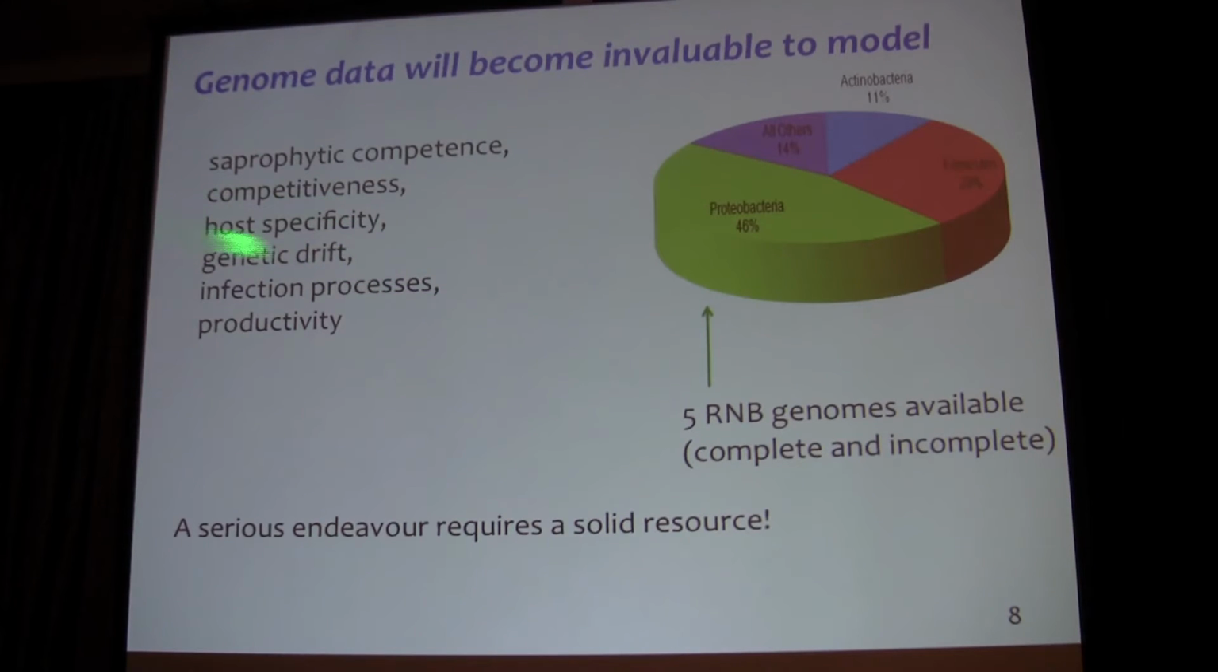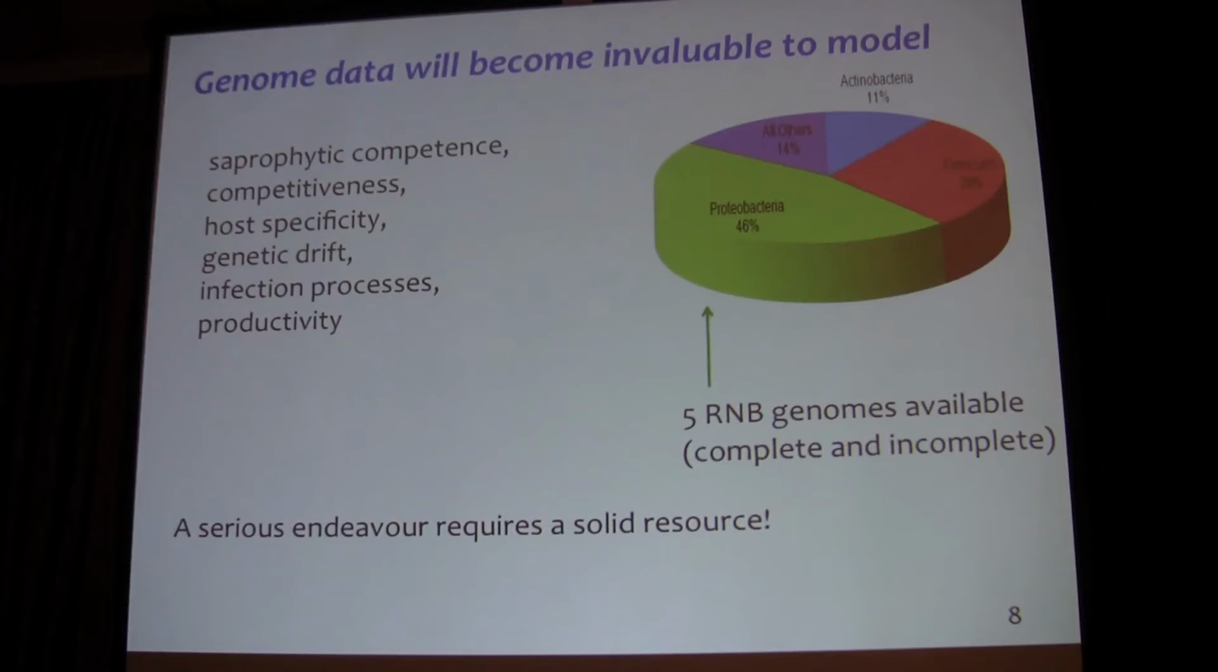Host specificity is another one. What dictates whether one strain can interact with one host versus another? And that can be at the generic level. It can also be at a highly specific level. We're also interested in the infection processes and ultimately in whether we can predict productivity from some of the information we generate from these genomes. So at the time that we started this work, there were only 5 root nodule bacterial genomes available, and that wasn't much to go on.